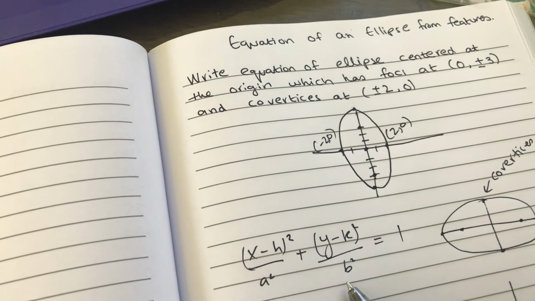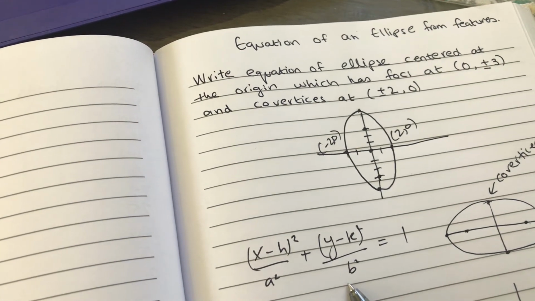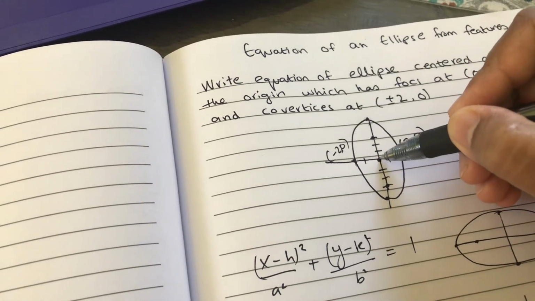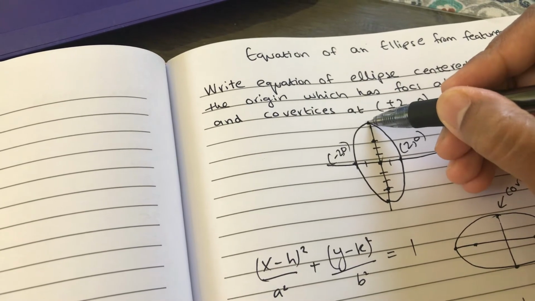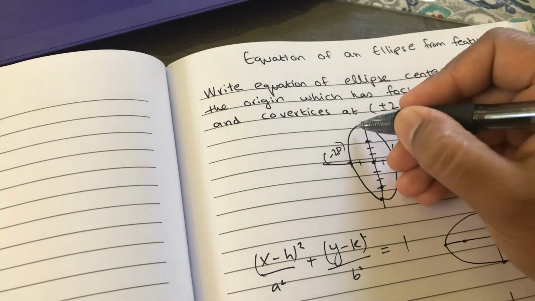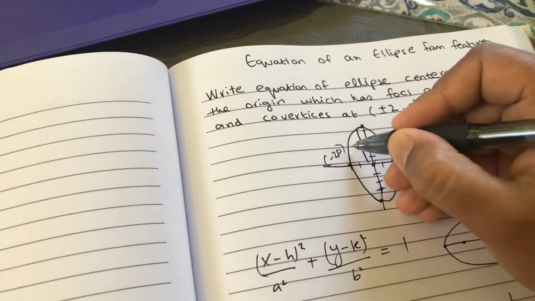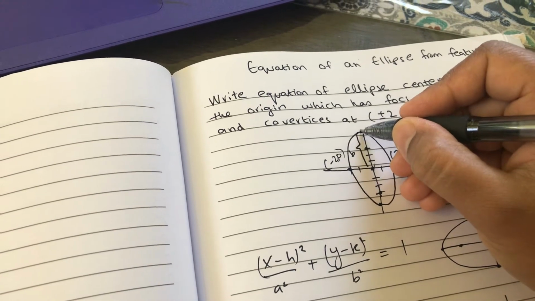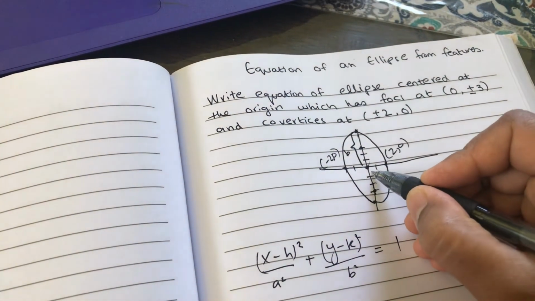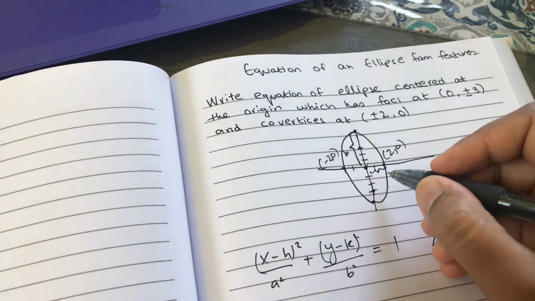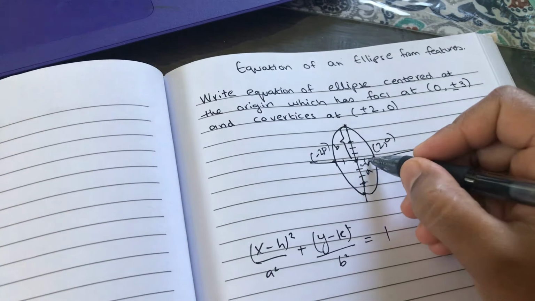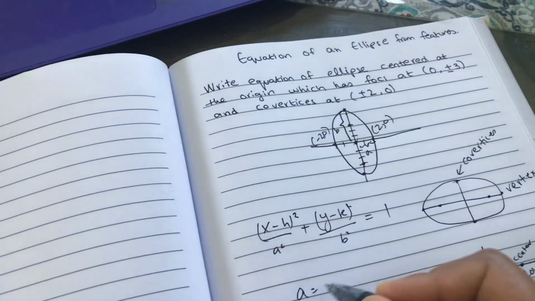b is the radii along the y-axis, so it will be from this 0 to here. This we do not know, right? b is the distance from the center to the major vertex. We do not know it. Distance from center to the co-vertex, along the x-axis, is a, and we do know what it is. It is 2. So a is equal to 2.